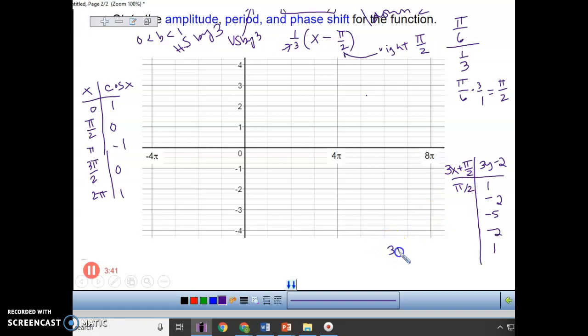So for pi over 2, we have 3 times pi over 2 plus pi over 2, which is going to give me 4 pi over 2. That'll be 2 pi. For pi, I'll have 3 times pi plus pi over 2. I'll get a common denominator. This is the same thing as 6 pi over 2 plus pi over 2, which is 7 pi over 2.